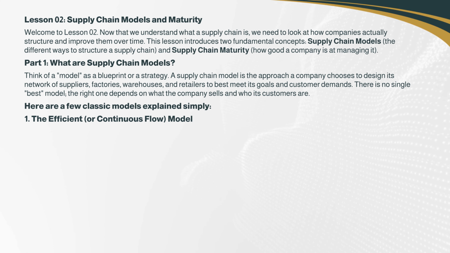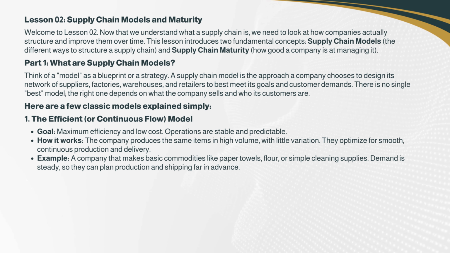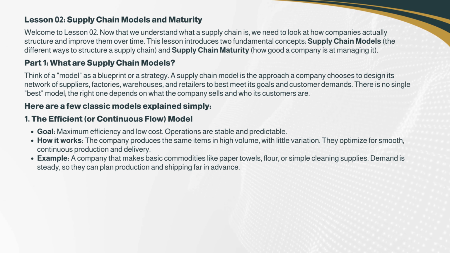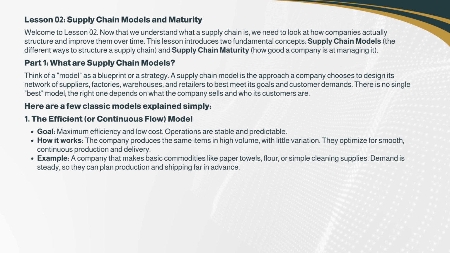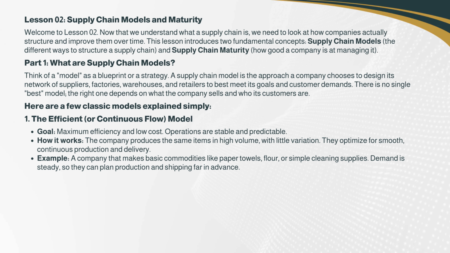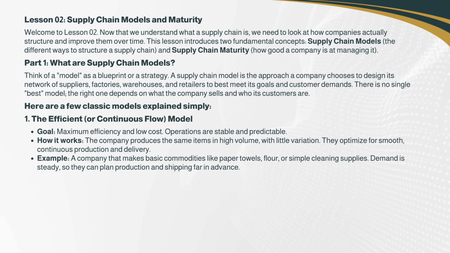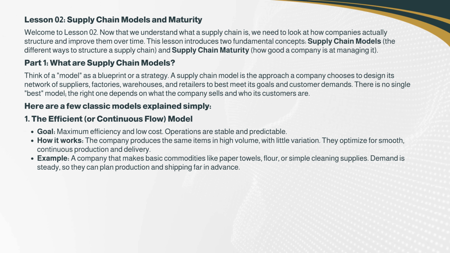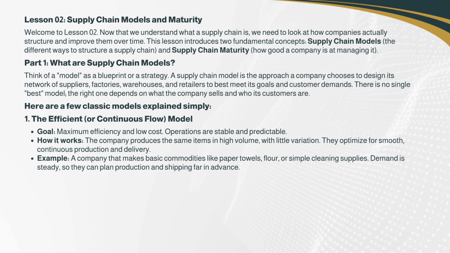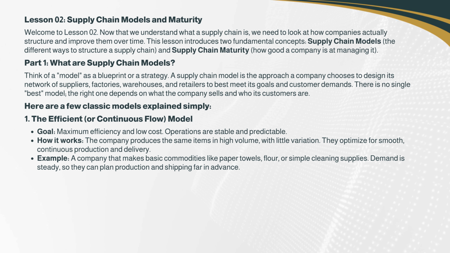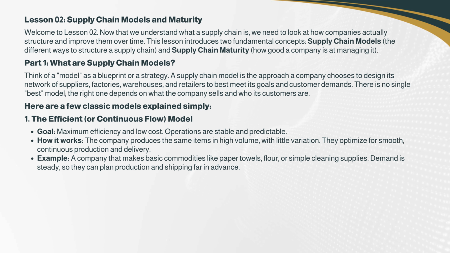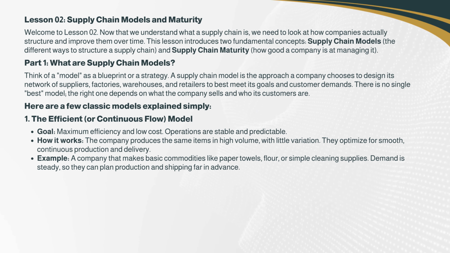1. The efficient, or continuous flow, model. Goal: maximum efficiency and low cost. Operations are stable and predictable. How it works: the company produces the same items in high volume, with little variation. They optimize for smooth, continuous production and delivery. Example: a company that makes basic commodities like paper towels, flour, or simple cleaning supplies. Demand is steady, so they can plan production and shipping far in advance.